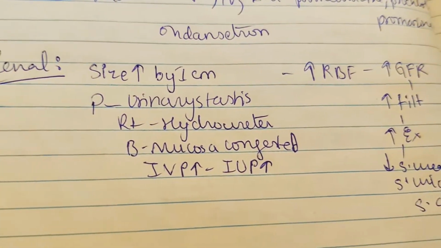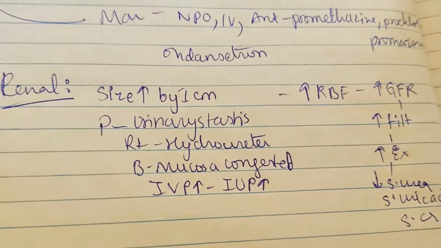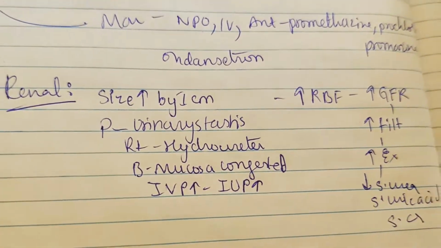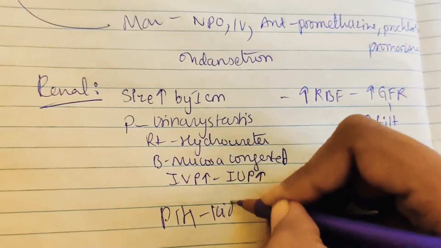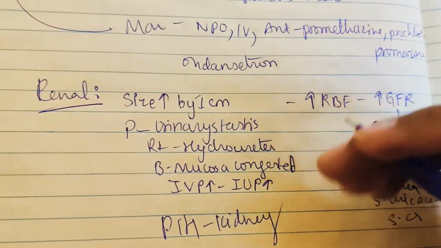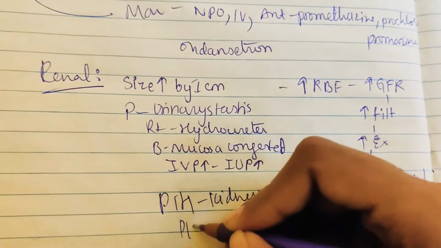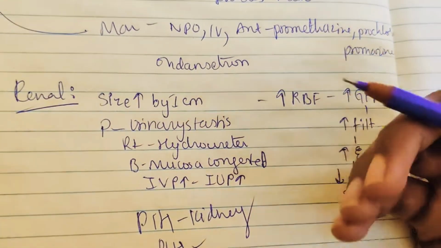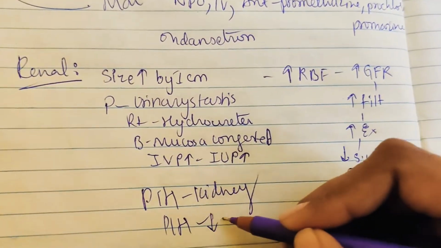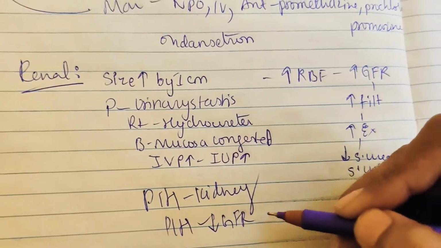Note that the most common organ involved in PIH is the kidney, very important. Next, coming to PIH, the GFR is decreased. So everything reverses. In the normal case of pregnancy, you will see GFR is increased, everything is increased. But in PIH, GFR is decreased, kidneys are affected.